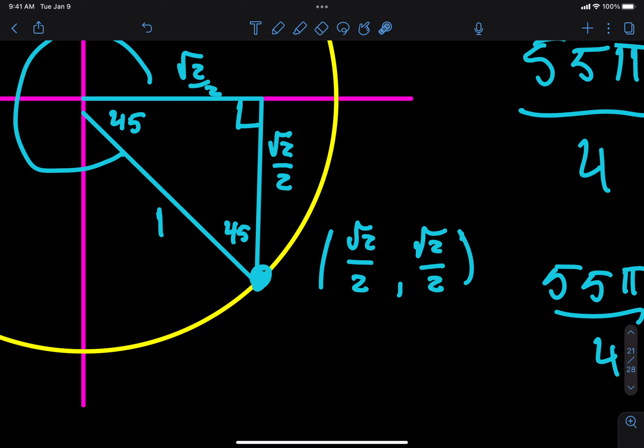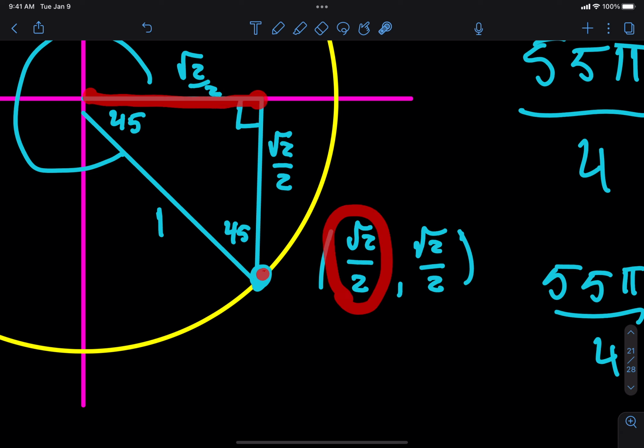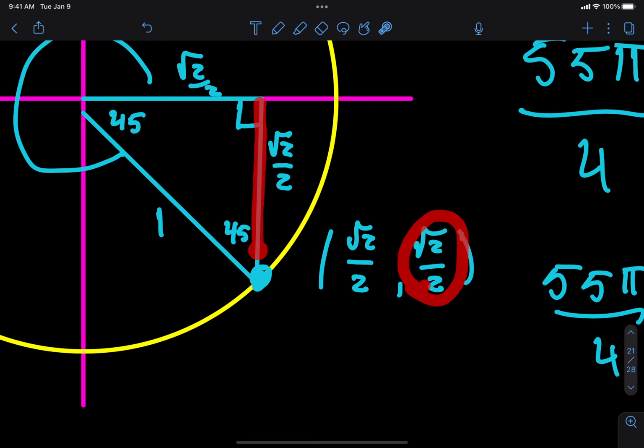Yeah, we have to be careful. Only the x value is positive here. The x value goes to the right, so it should be positive, but the y value should be negative, because even though this length is square root 2 over 2, we're talking about the coordinates of this point, which we have to keep in mind. Are we going down or are we going up? So this one's going to be negative.